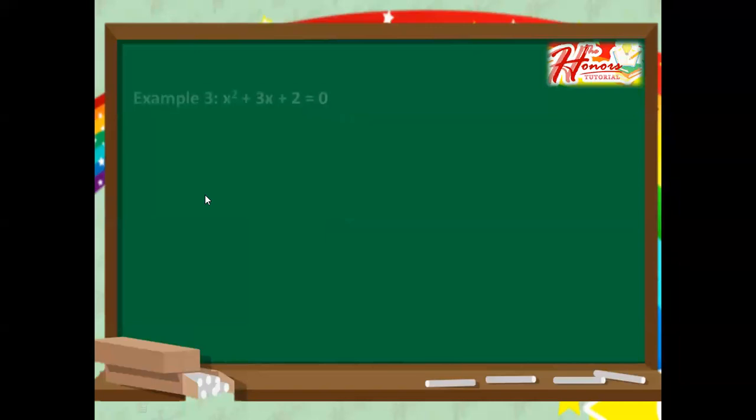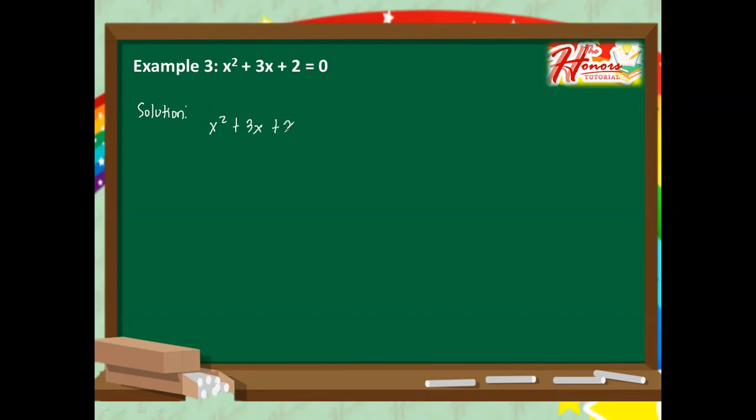Let's have another example number 3. So we have here x squared plus 3x plus 2 equals 0. So let me just write our solution here, and then let me just copy the given. So that is x squared plus 3x plus 2 equals 0. So you have to factor this out. How? Focus first on the third term. So that is positive 2.